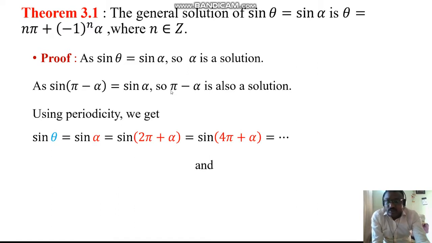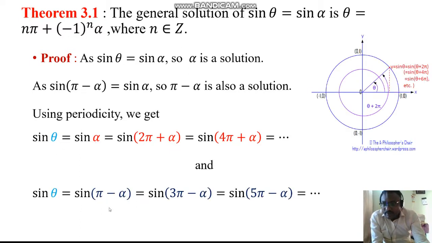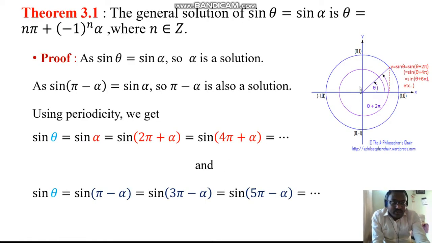And we know that pi minus alpha is also a solution, so alpha is replaced by pi minus alpha, and therefore we get 3 pi minus alpha, and here we get 5 pi minus alpha, and so on. And therefore from the figure we conclude that after one complete rotation, sin theta is the same as sin of theta plus 2 pi, theta plus 4 pi, theta plus 6 pi, and so on, and this result is also the same in the clockwise direction.